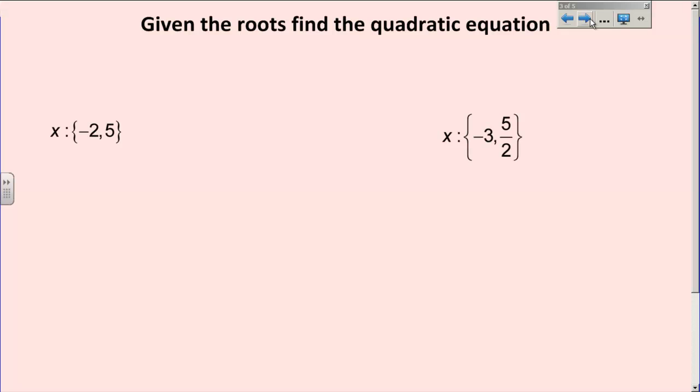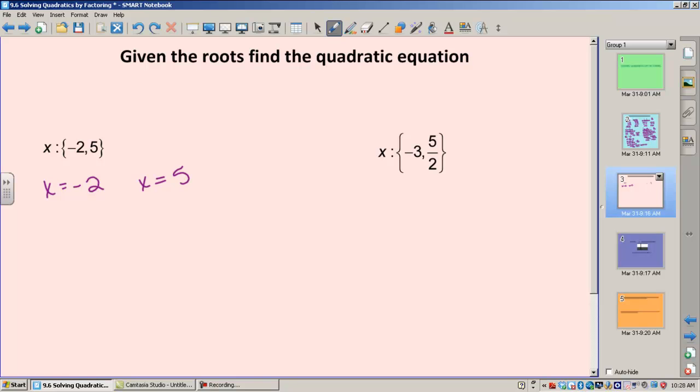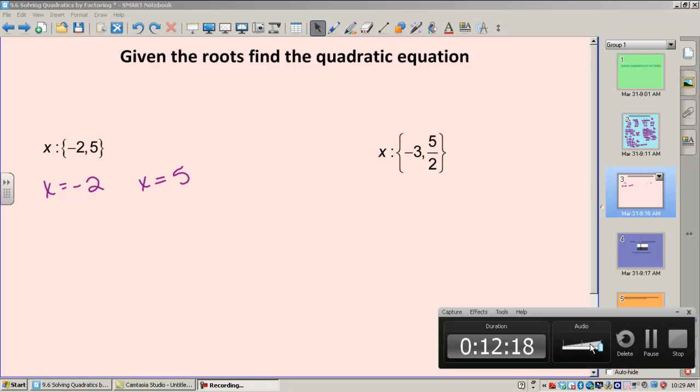So now let's work backwards. Now if I have the roots, I have to go backwards and find what the quadratic equation is. So this time I'm given the roots, and I'm asked to find the quadratic equation. So what I know is that x equals negative 2, and I also know that x equals 5. So I'm going to have to work backwards.